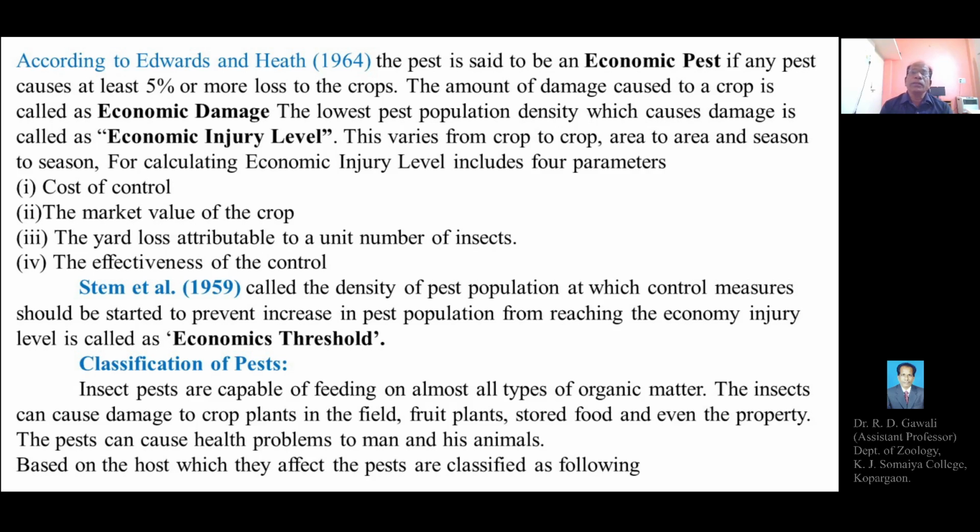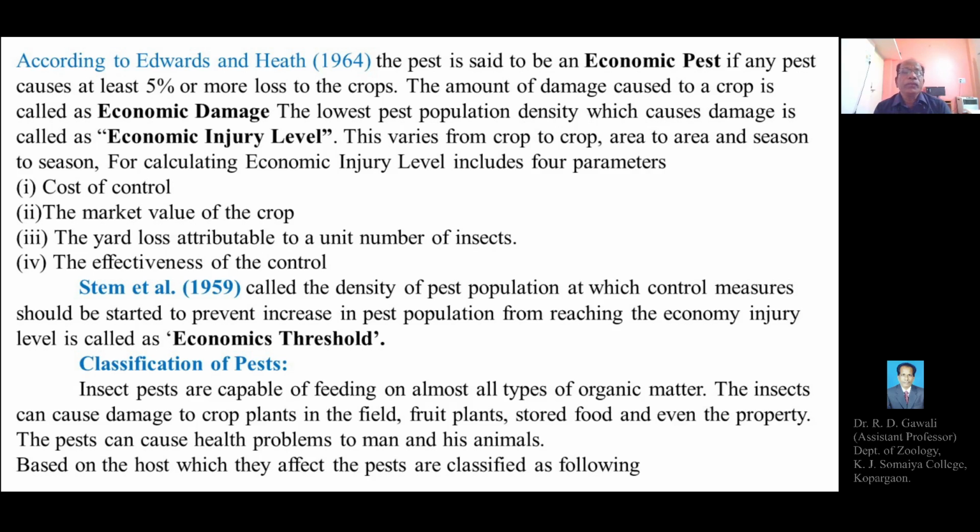Calculating the economic injury level includes four parameters. First, the cost of control. Second, the market value of the crop. Third, the yield loss attributable to a unit number of insects. And fourth, the effectiveness of the control. These are the four parameters which should be considered while calculating the economic injury level.